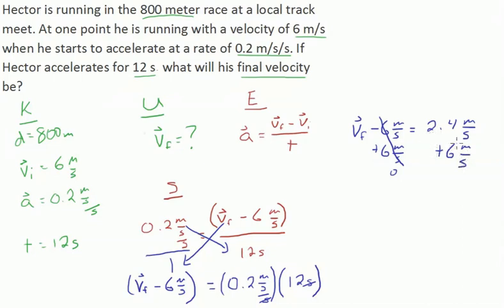Now if you'd done this and you didn't have meters per second plus meters per second, then you know you did something wrong, because you can't add quantities that have different measurements. So we're all good here. I have my final velocity is 8.4 meters per second. So Hector accelerated during the race from 6 meters per second to 8.4 meters per second during that 12-second interval.